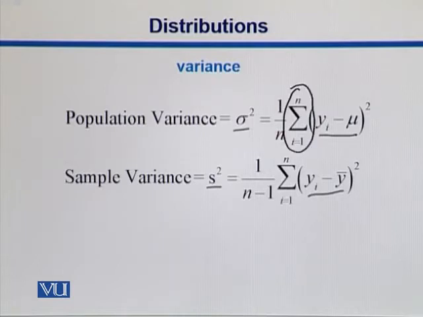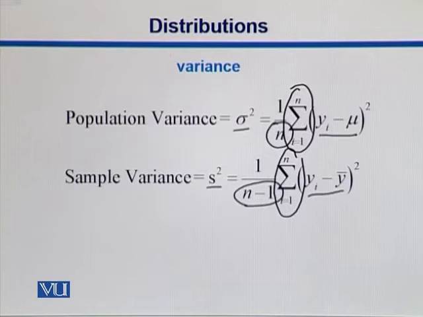Where it says i equals 1 up till n, it means you do that for each number, and in the end you sum them up. Then you take that answer and divide it by the sample size in case of a population, and in case of a sample we divide by n minus 1. That is related to another concept called degrees of freedom. Why do we do n minus 1?